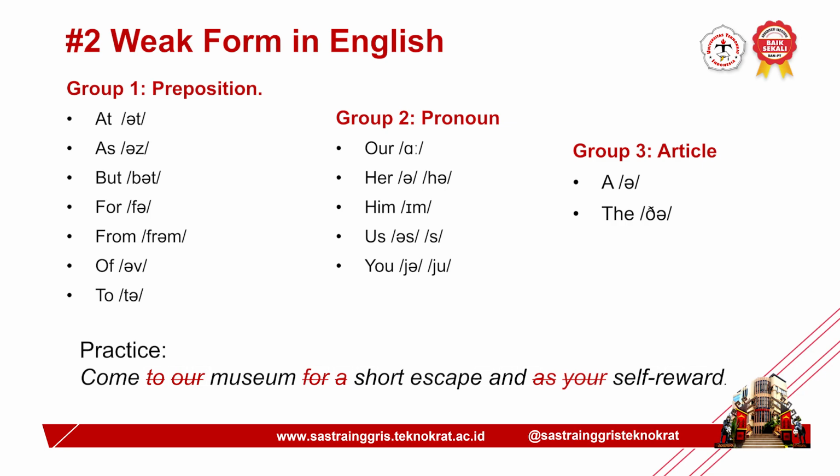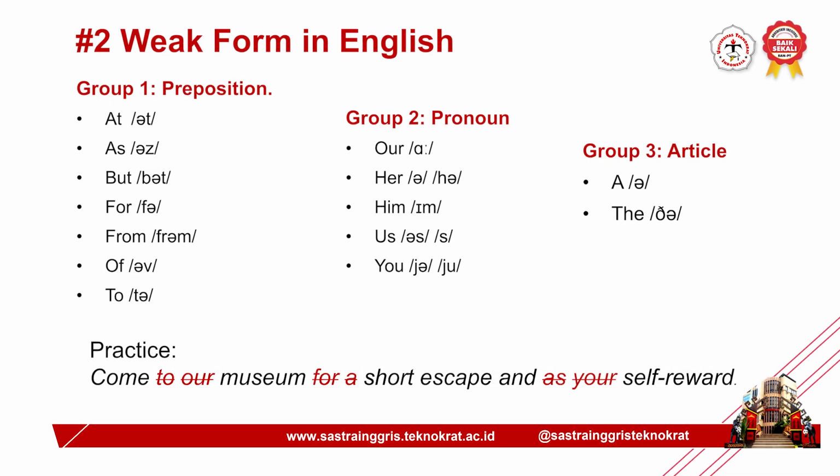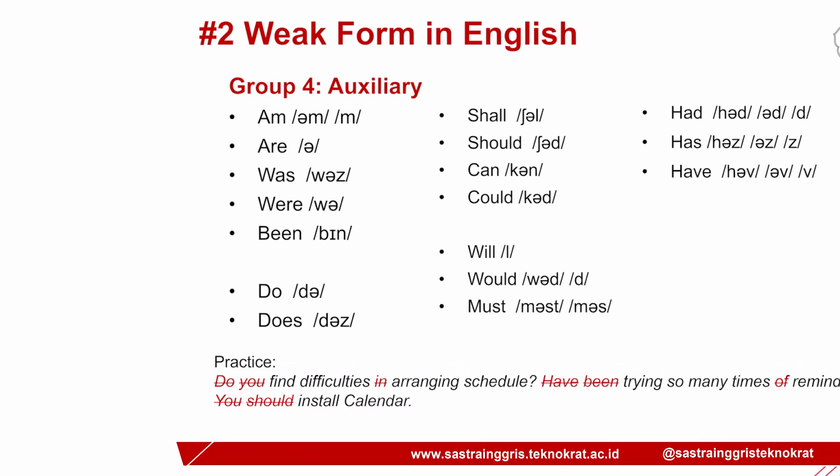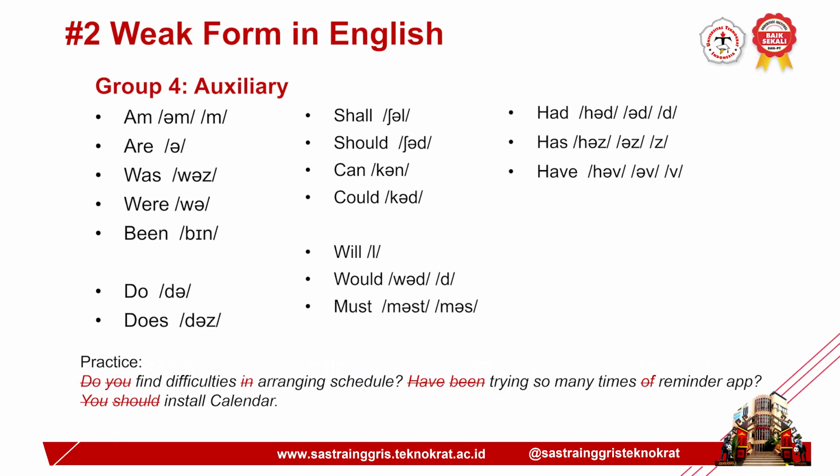And then group 3 is articles. You usually have "a banana," or the weak form, "uh banana." And then "the" is also still there, but maybe we do not need to really give a stress on that word. Okay, right. The fourth one is the weak form in the group of auxiliaries.